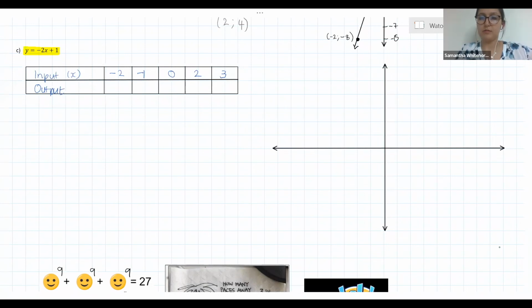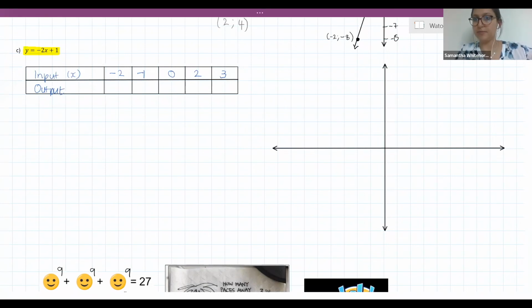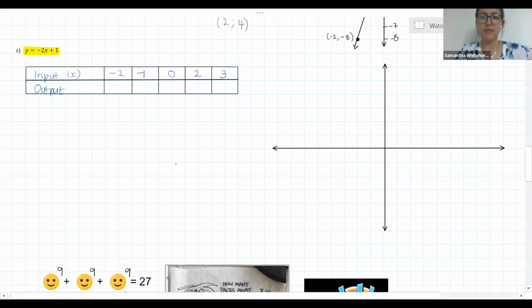Okay, I'm losing names here. Yolisa, would you like to give us the first output? Yolisa, do you want to give it to us? It is 5. Perfect, well done.